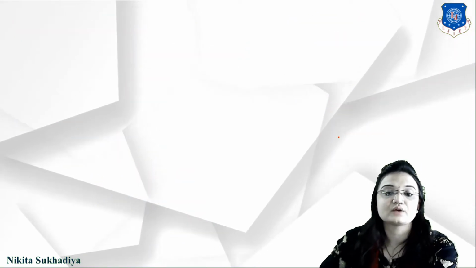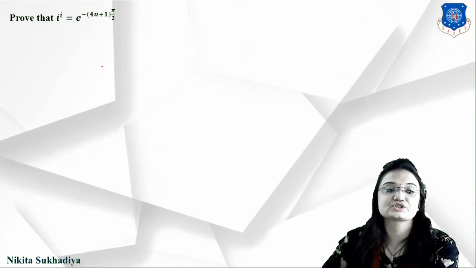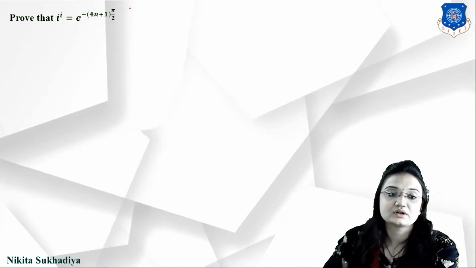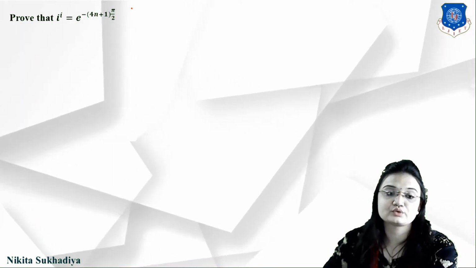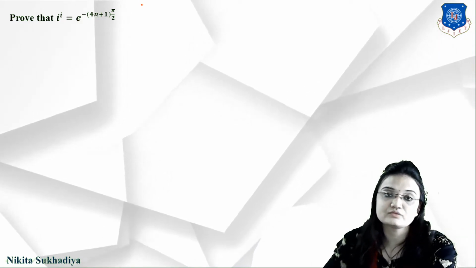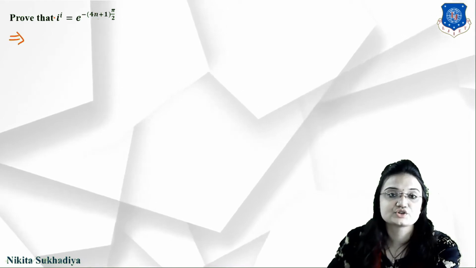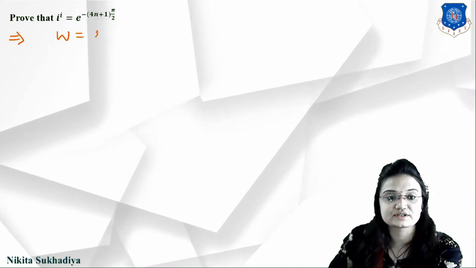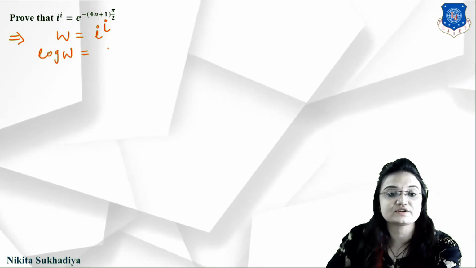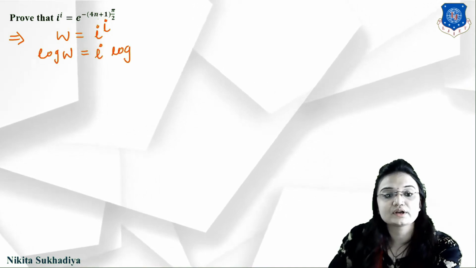Now next is to prove that i raised to i is equal to e raised to minus (4n plus 1) pi by 2. Here you can clearly see that we have to prove it in n form, so we have to take the general logarithm formula. First of all, take w is equal to i raised to i. By taking logarithm at both sides, this becomes i logarithm of i.